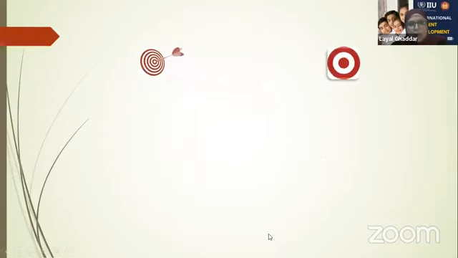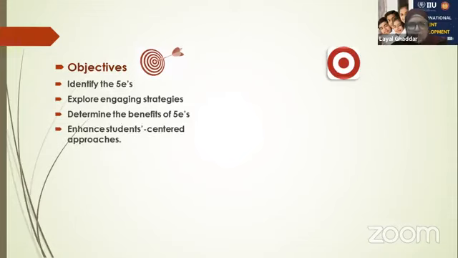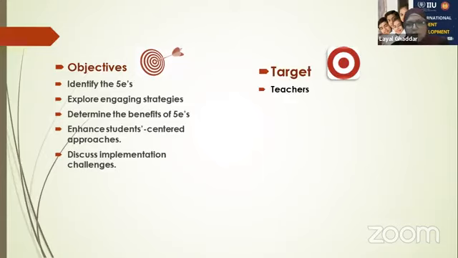So our objectives for today are the following. First of all, we're going to identify together the 5 E's. Second, we're going to explore engaging strategies. We're going to determine the benefits of the 5 E's, enhance student-centered approaches, and discuss implementation challenges. Of course, the target are the teachers, coordinators, educators.